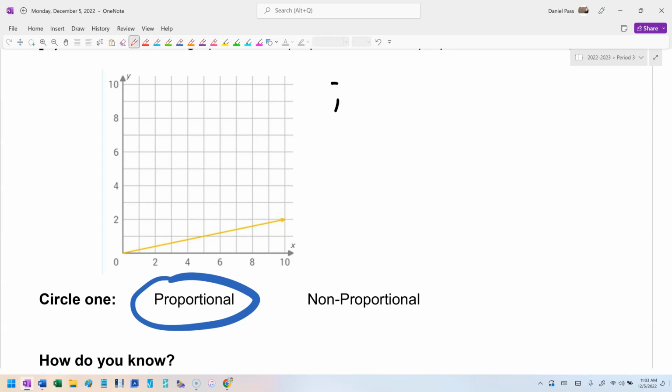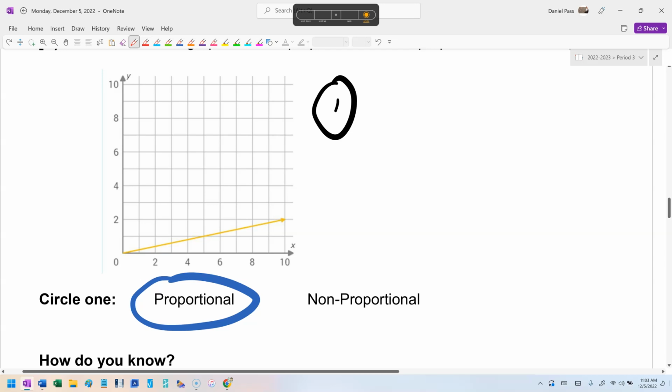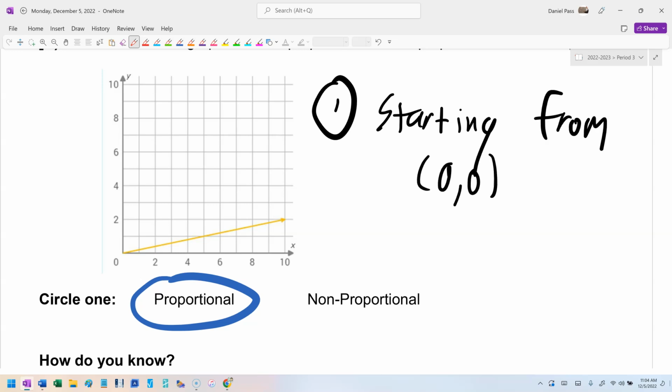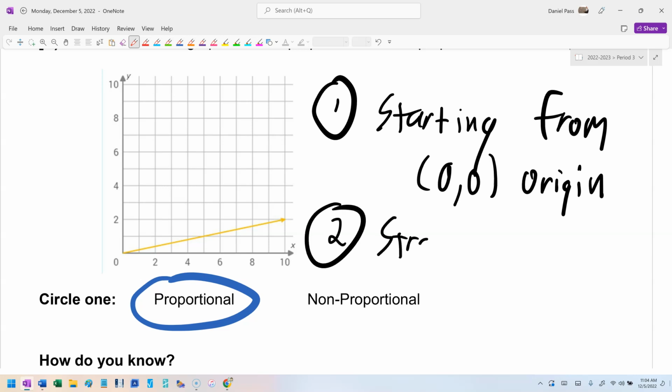So first test is it must be coming from the origin. So starting from, I'll say, starting from the origin. Starting from 0, 0, which is also called the origin. Excellent use of mathematical vocabulary. Origin. And number 2, it has to be a straight line. So it passes both of those tests. So that's why it is proportional.